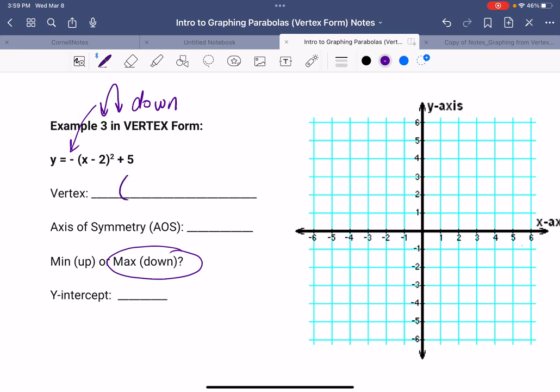Figuring out our vertex is going to be exactly the same. I'm going to look at my value here, and I'm going to do the opposite, 2, and then I'm going to keep it the same for this one, so it would be 5. All right, again, pause the video. I want you to try to graph this on your own. Remember, we are graphing downward now. You will still use the t-chart, just like we've been using for the other ones, all right?